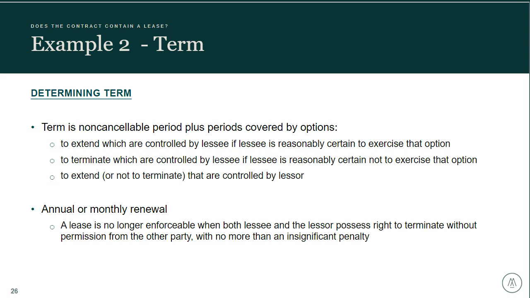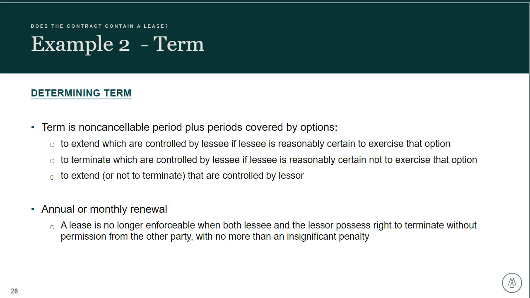And then where's the termination? To terminate, which is controlled by the lessee, so by the customer, the lessee must be reasonably certain not to exercise that option. So if you have a termination that you can do, but you doubt you're going to do it, or history would suggest that you haven't done it, then at the end of the day, you're going to add those periods into the lease term. And then extensions that are controlled by the lessor, again, what we were just saying in the last slide. If the lessor gets to make the decision, you're going to assume that they're going to extend the lease and not terminate the lease unless you know otherwise.